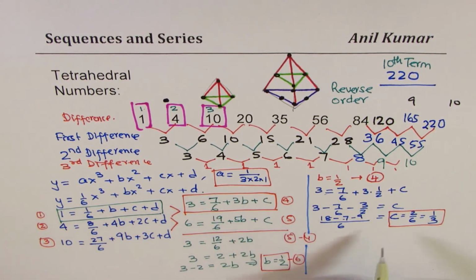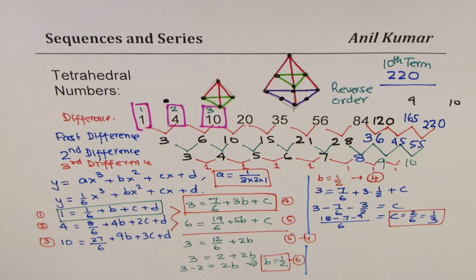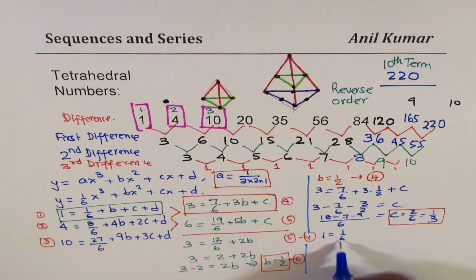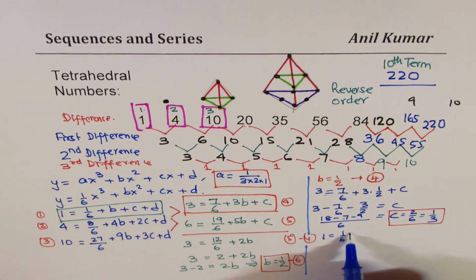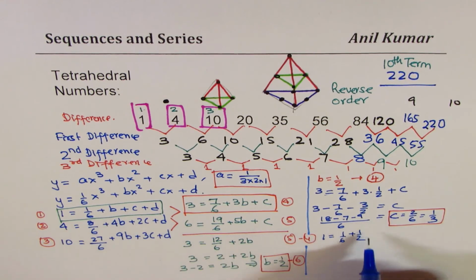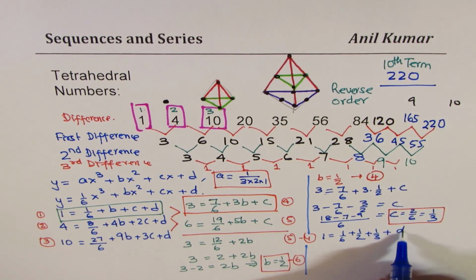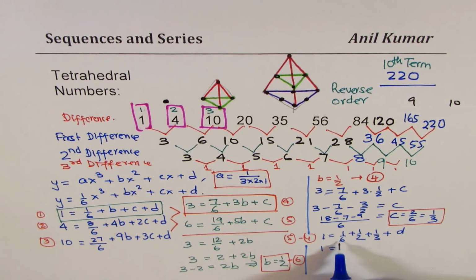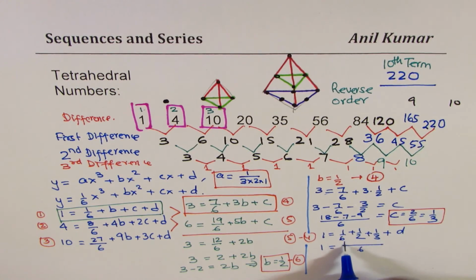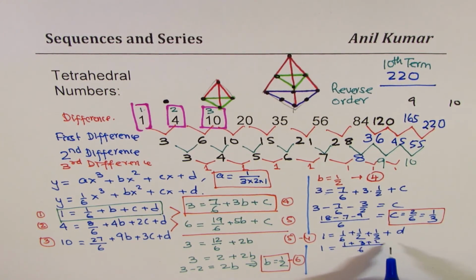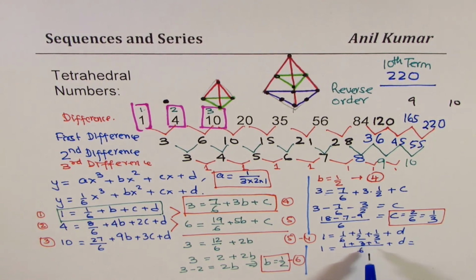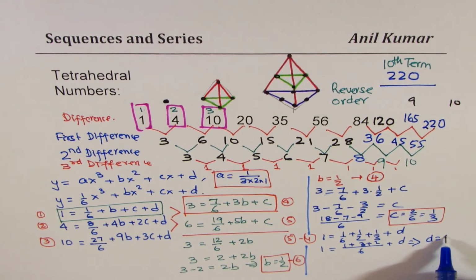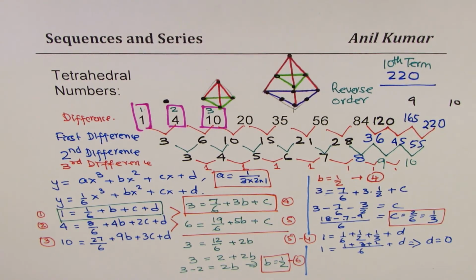Correct? Now to find d, I can use my equation number 1. So using equation number 1, which is 1 equals to 1 over 6, the value of b is half for us, we'll do plus half. The value of c is 1 over 3, right? And then we need to find what d is. So we can add all this. So we get 1 equals to, taking 6 as the common denominator, 1 plus 3 plus 2 plus d. And that is just 6 over 6, which is 1. That means d is equal to 0, right? So we get d as 0.